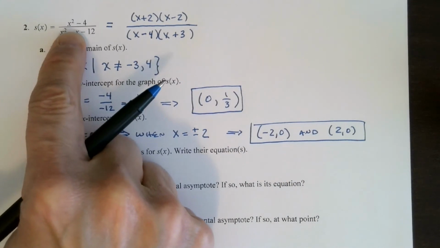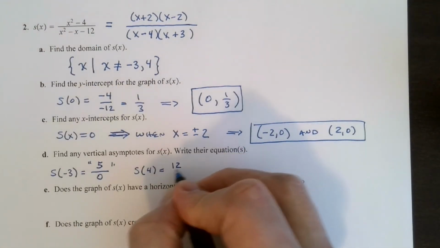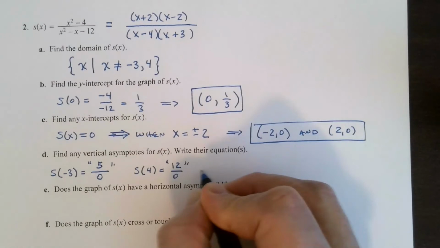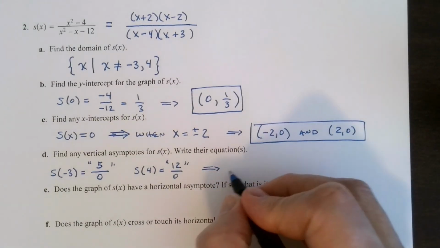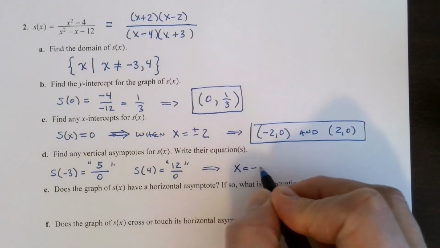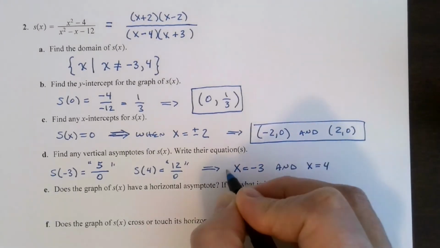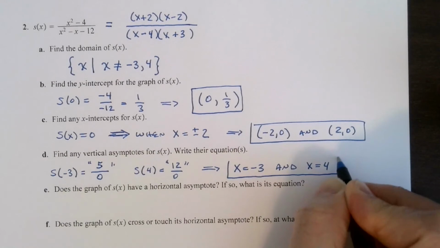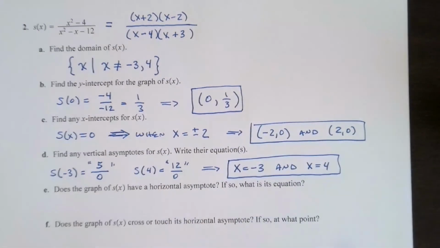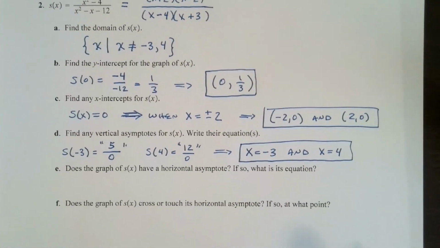4 squared is 16. 16 minus 4 is 12 divided by 0. Again, I don't get 0 divided by 0. So both of these are vertical asymptotes: x equals negative 3 and x equals 4. Remember, x equals is for vertical lines, for vertical asymptotes.